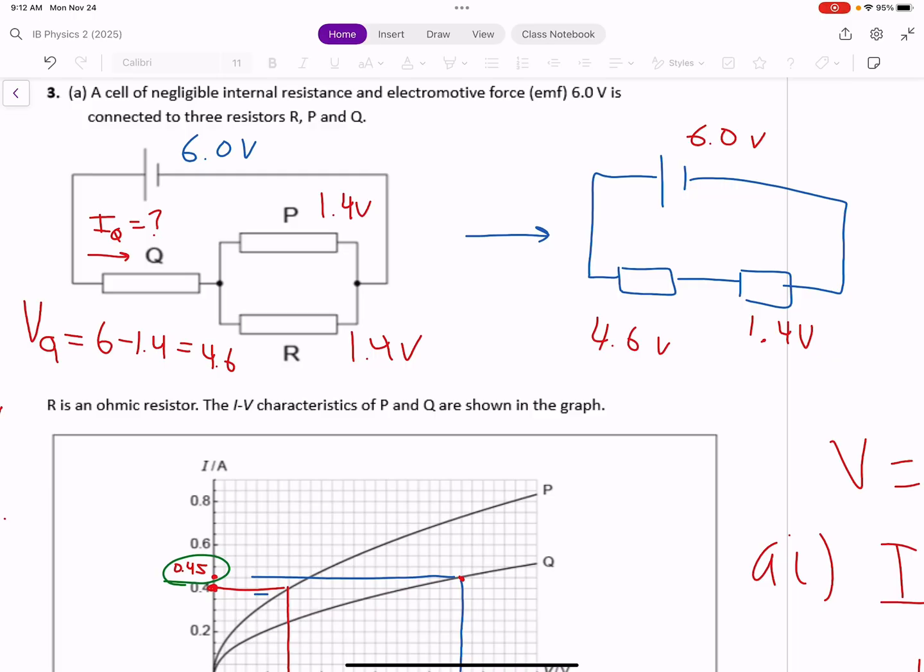So I always mark up my circuits whenever I get information that I know. So I put the 6 volts in right away.